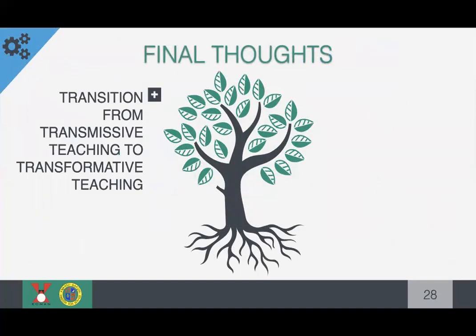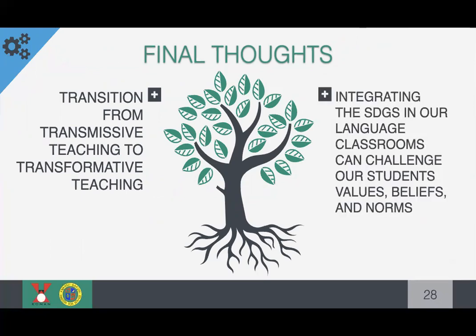So one of the things about LESD is that we need to move to these transformative teaching models where students are really, really involved in all of these different aspects and expressing themselves in a language, communicating their own cultural identities to other people in this sort of globalizing world that we live in. And then the SDGs as fundamental content to use in a classroom, again challenging students' values, beliefs, and norms around these ideas and concepts.